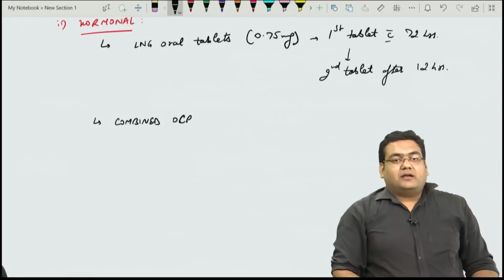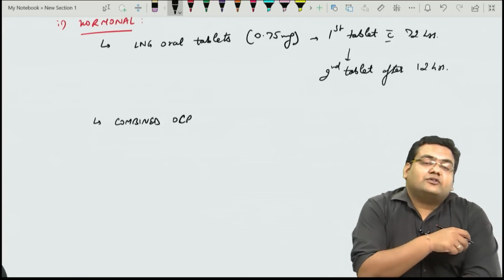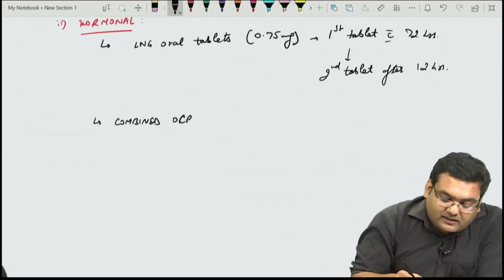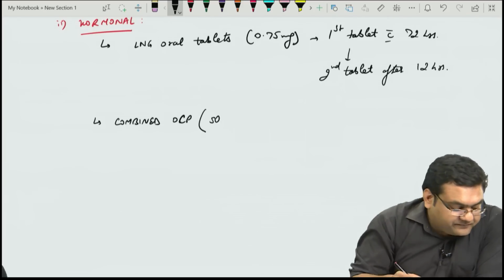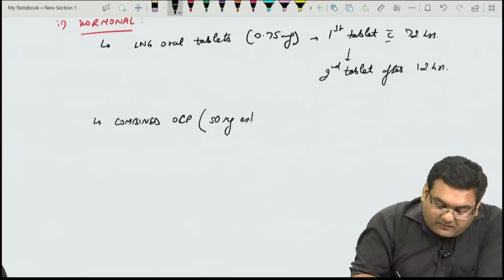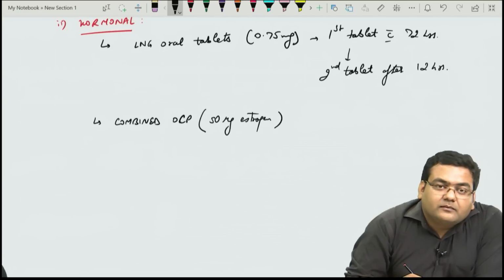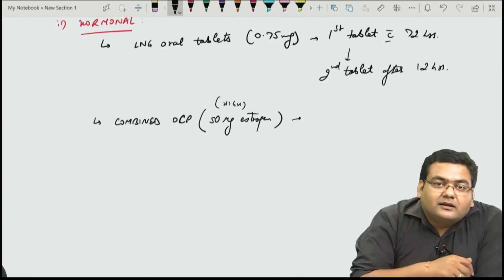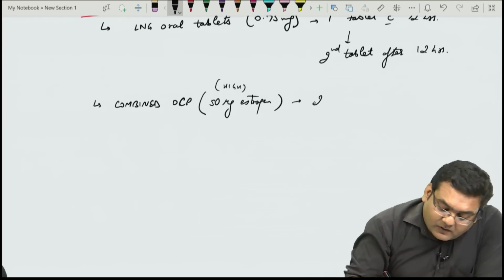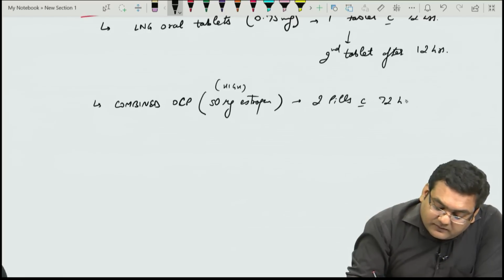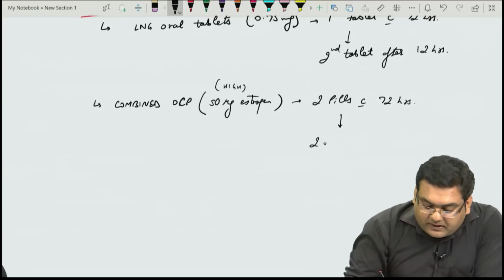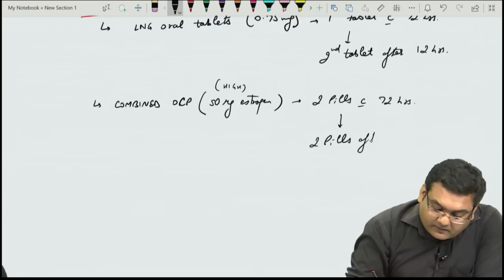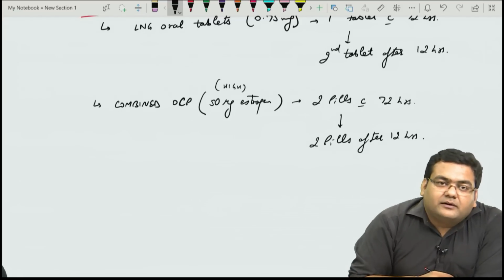Now OCPs can be again of two types, which contains high estrogen content and which contains low estrogen content. If it contains 50 microgram estrogen, that is high, then what is the regimen? 2 pills within 72 hours, followed by 2 pills after 12 hours of the first pill.